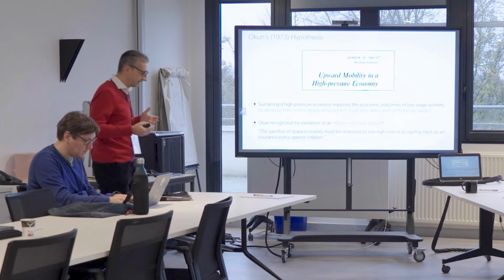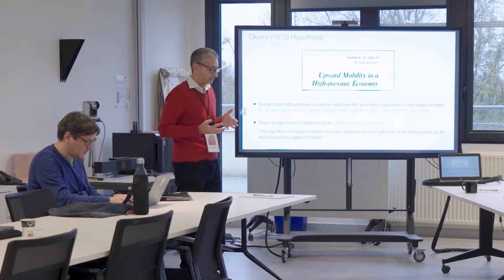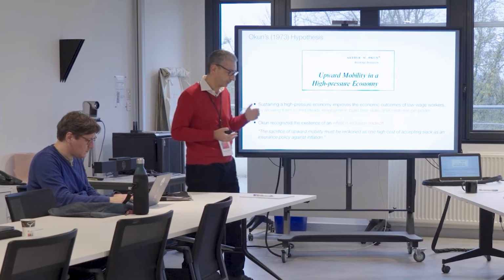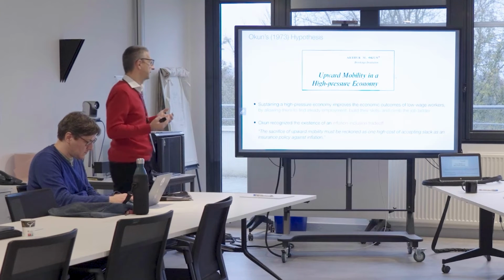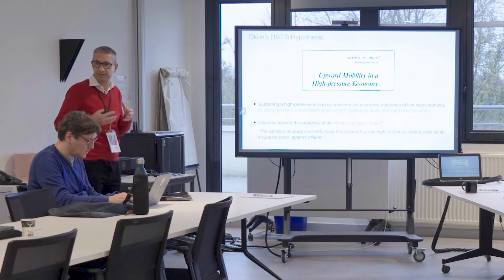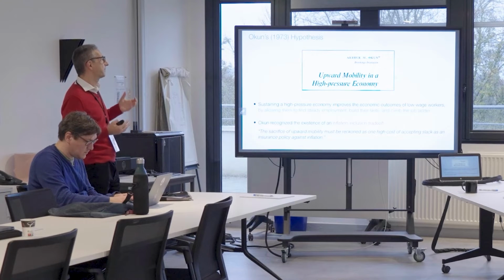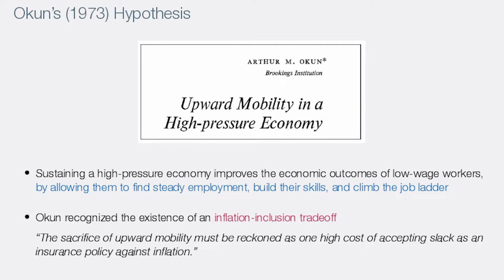where the idea was developed and articulated by Okun in 1973, so 50 years ago, before the rational expectations revolution, before economists started writing consistent macroeconomic models based on mathematical equations. So if you read this paper, it's all a little descriptive. But the idea is clearly there. The idea is that sustaining what he calls a high-pressure economy, an economy that always operates close to maximum potential, improves the economic outcomes of low-wage workers by allowing them to find steady employment, build their skills, and climb the job ladder. At the same time, Okun recognized the cost of doing this.